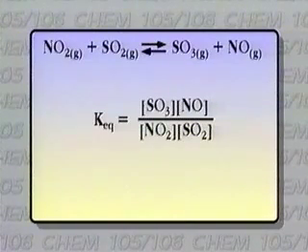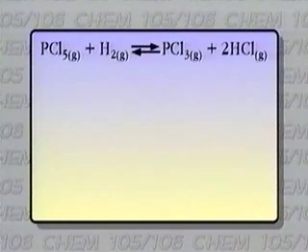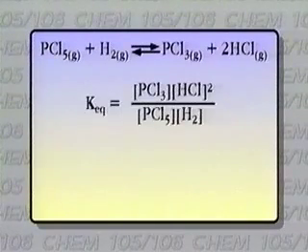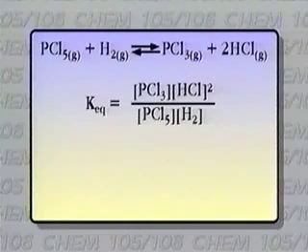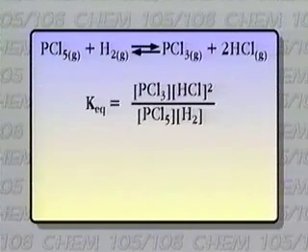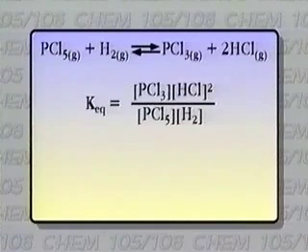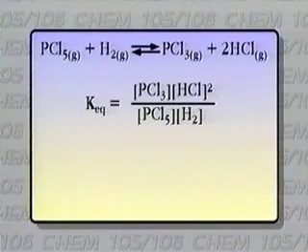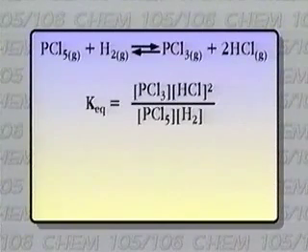Let's look at another one here. Here we have a reaction of phosphorus pentachloride with hydrogen to produce phosphorus trichloride and hydrogen chloride. So we're going to write KEQ. The equilibrium expression will be equal to the concentration of the PCl3 multiplied by the concentration of the HCl, quantity squared, all divided by the concentration of PCl5 and the concentration of H2. So again, products over reactants, each raised to the power that they appear in the balanced stoichiometric equation.